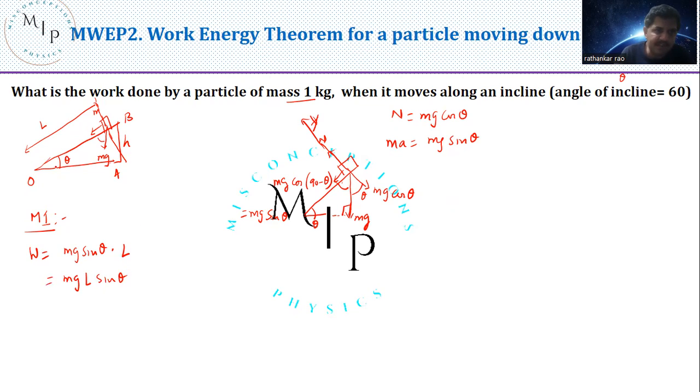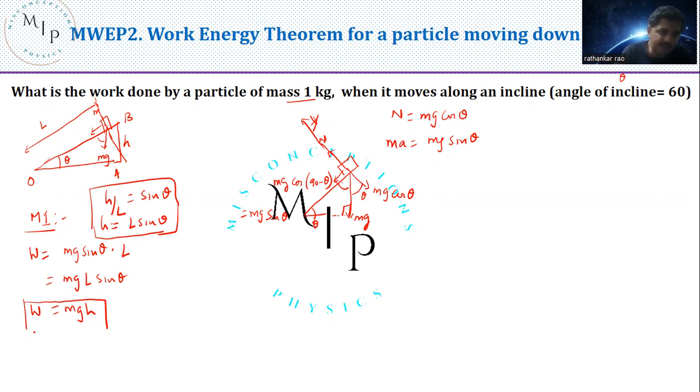Now we know from this triangle OAB, we have h by L is equal to sin theta. Am I right? h by L is equal to sin theta, or h should be equal to L sin theta. Okay. From the trigonometry, see, from the triangle, I have got this one here. So what will I do now? I will take this value, L sin theta, I will substitute here, and thus I will get the answer as mgh. Got it? Work done is equal to mgh. Now, this is my first method.